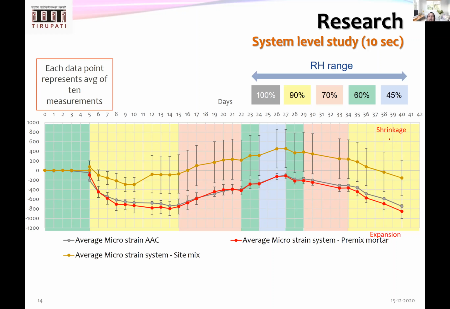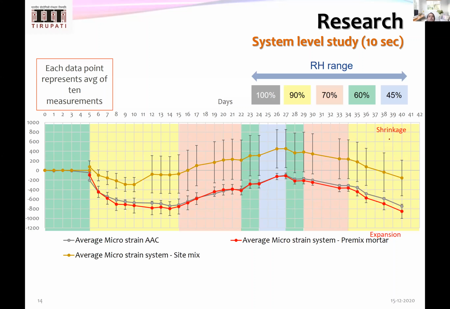What happens here is that with AAC block with premix mortar, there is not much change in the shrinkage. It eventually says that the premix mortar shrinkage is not clearly influencing the total shrinkage level, or they are compromising each other. But with the job site mix, it is going to the shrinkage level. So a lot of combinations we need to try further to come up with a solution.